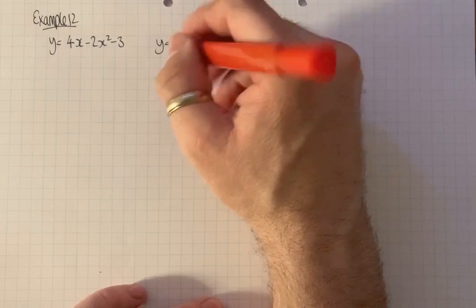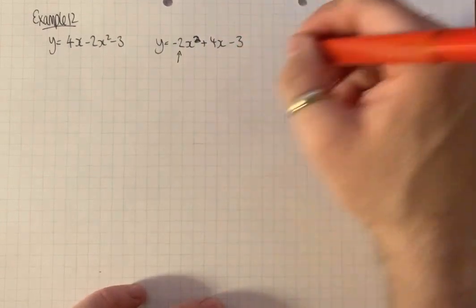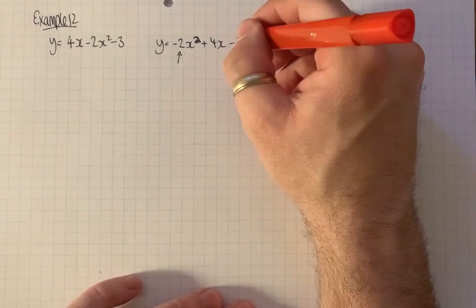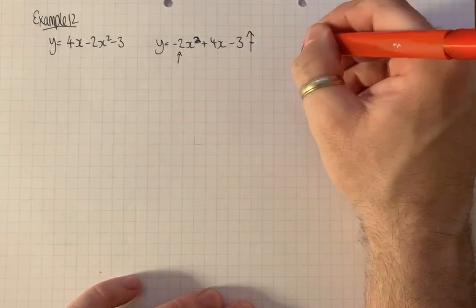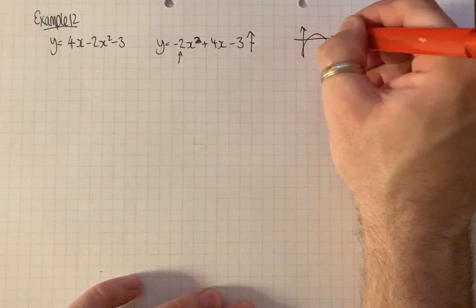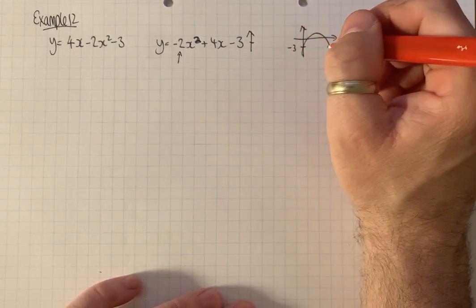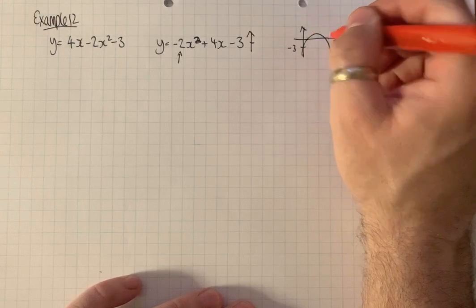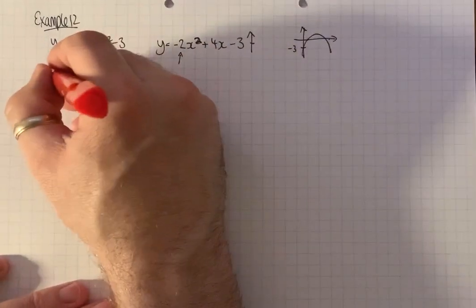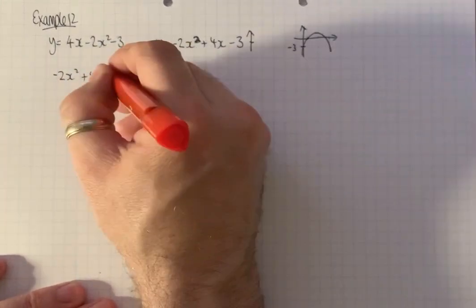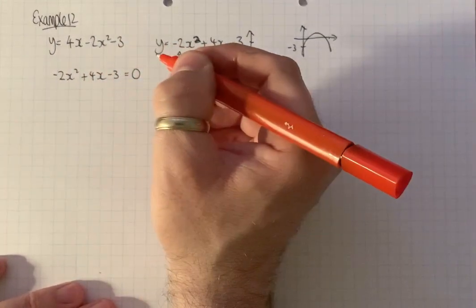So, firstly, the coefficient is negative 2, so we have a sad quadratic on our hands. It's going to cross the y-axis at minus 3, so it may look something like that. We need to work out its roots. Where does it cross the x-axis? So I set minus 2x squared plus 4x, take away 3 equals 0.